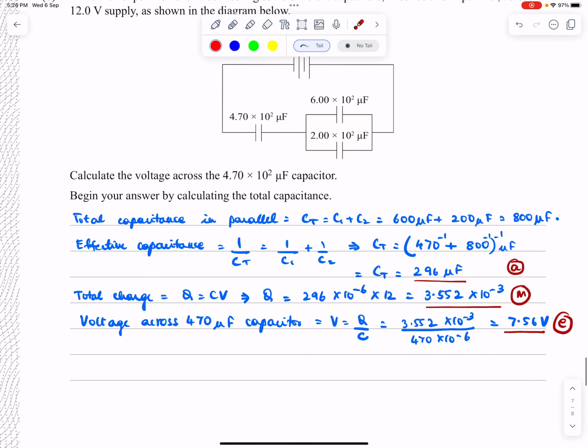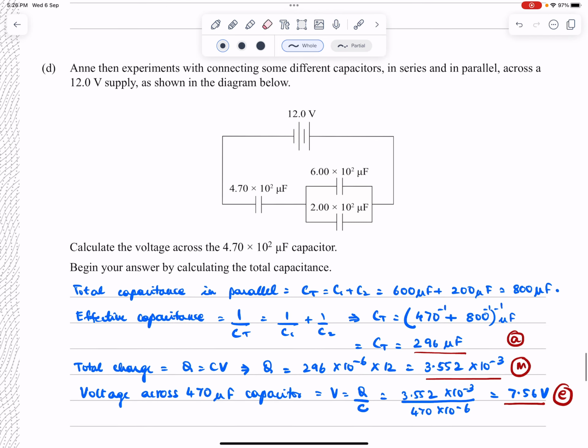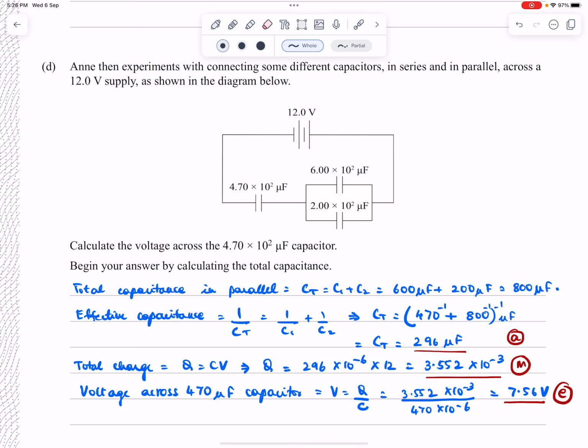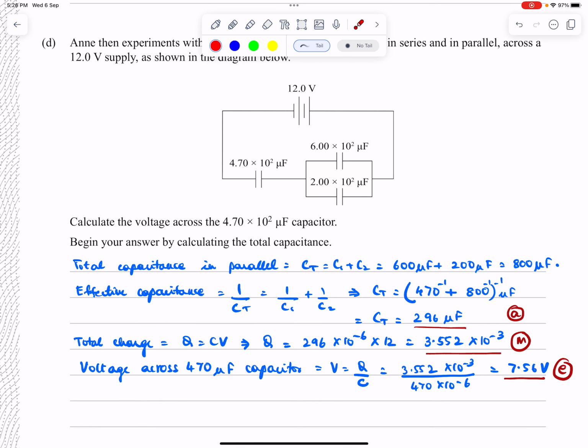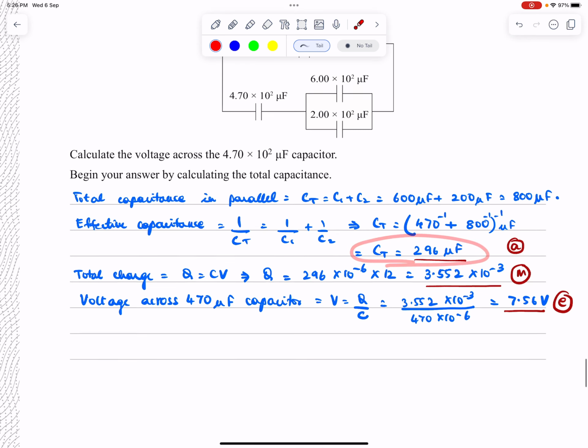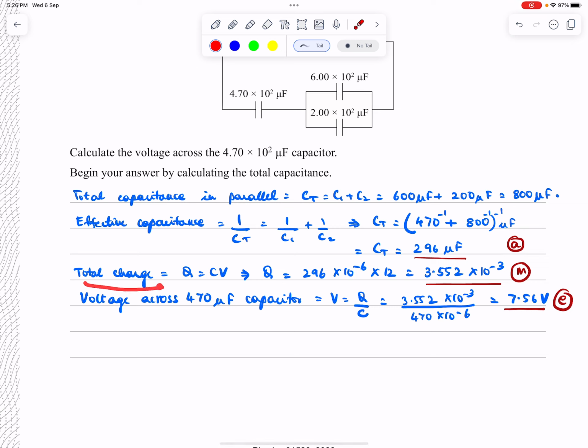And then this one here, what's the voltage? So in this diagram, what's the voltage across this capacitor? Okay, so first of all, what's the total capacitance? So you've got these two in parallel, and that's connected with this in series. So you get one value for capacitance here. In parallel, you just add them up. So it's 600 and 200, you get 800 microfarads. And in series, you got to do the 1 over formula. So you get the total capacitance, and then you get the total charge.